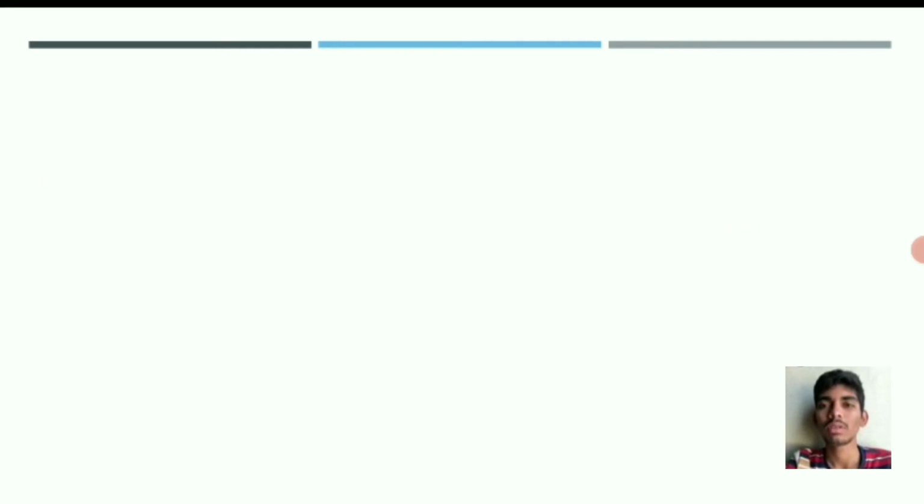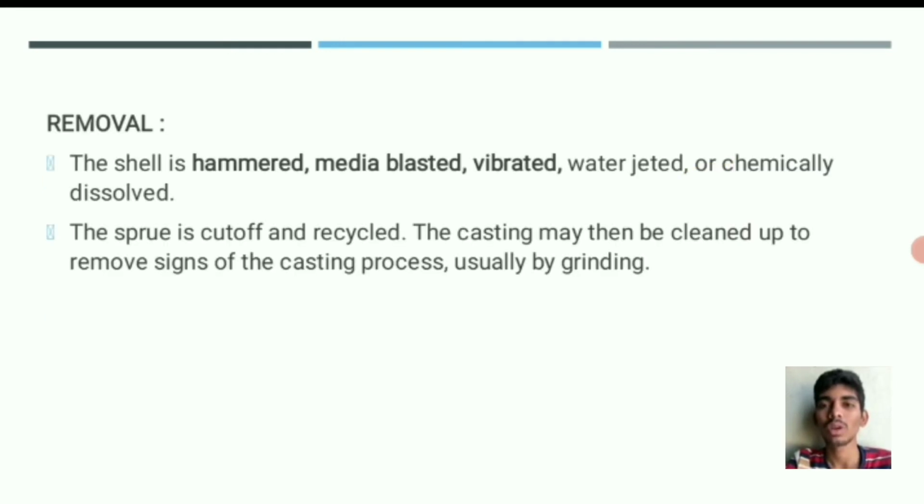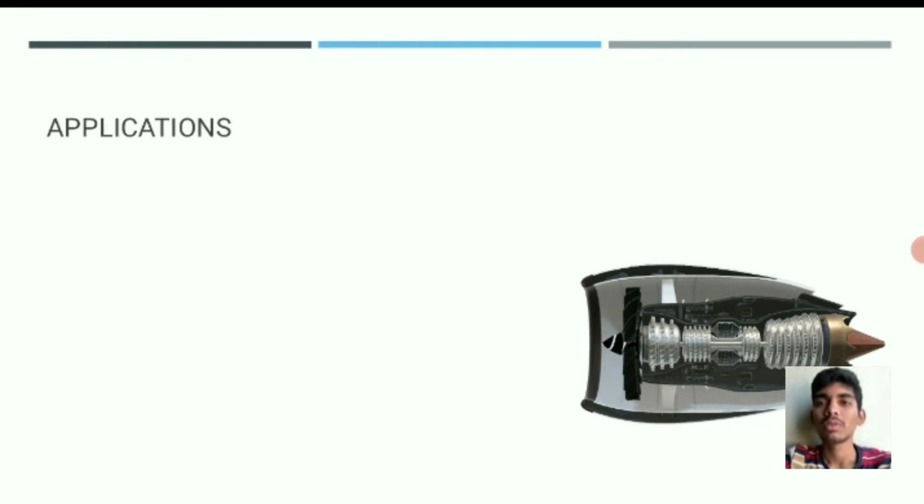Next, removal. After pouring, the metal gets solidified. Then we will remove the shell with the help of hammering, media blasting, vibrating, jetting, or chemical dissolving. Next, the unnecessary components will be removed by means of grinding or other operations. By this we can achieve the final component.